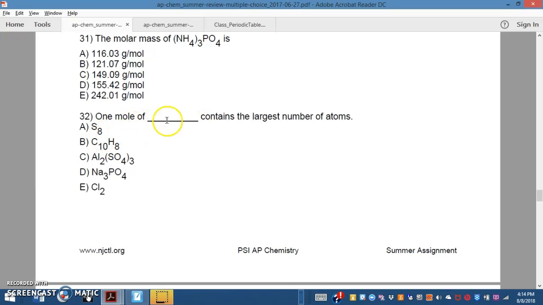32, 1 mole of blank contains the largest number of atoms. And for A, you have 8 atoms of sulfur. So 8 is the number here. This is 18. This one instead is 2 here and 3 for the sulfur and 12 for the oxygen. This is 12 plus 3 and 2. So this is 17. Then you have 3 and 4 is 7 and 1 is 8 again. And 2 here, so the highest number is B. So B is your choice.